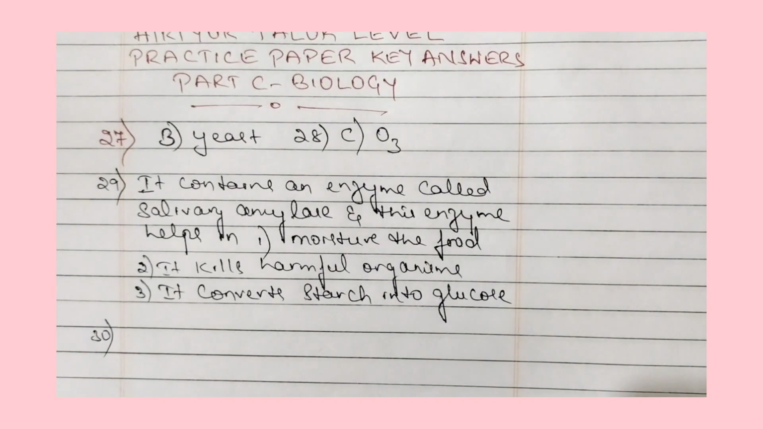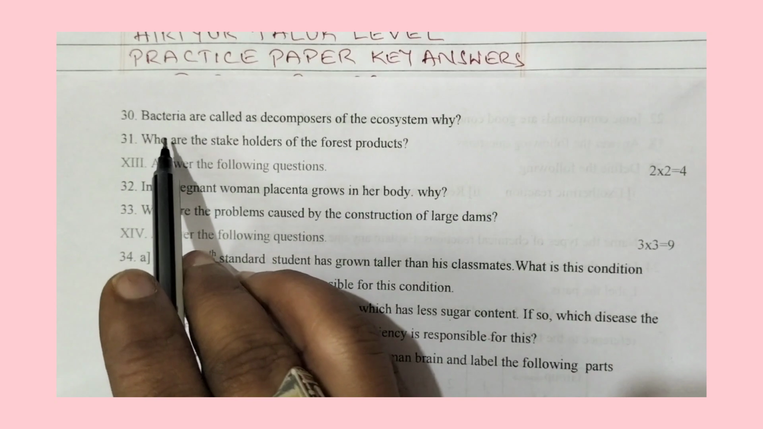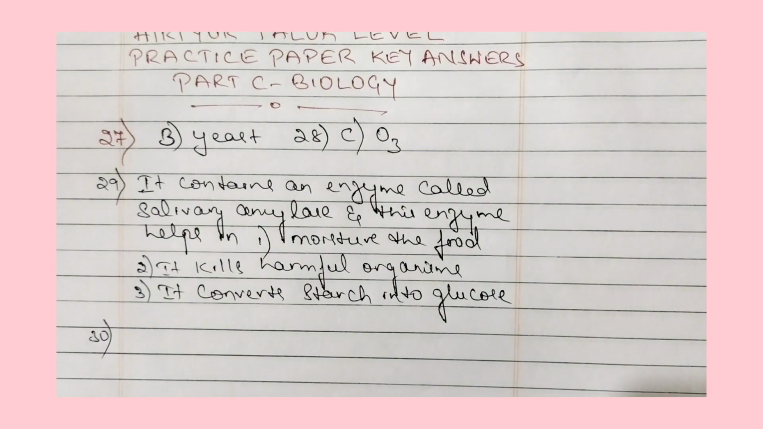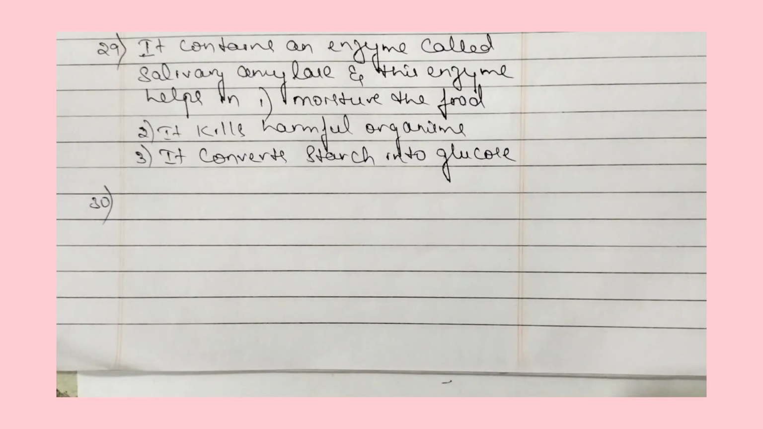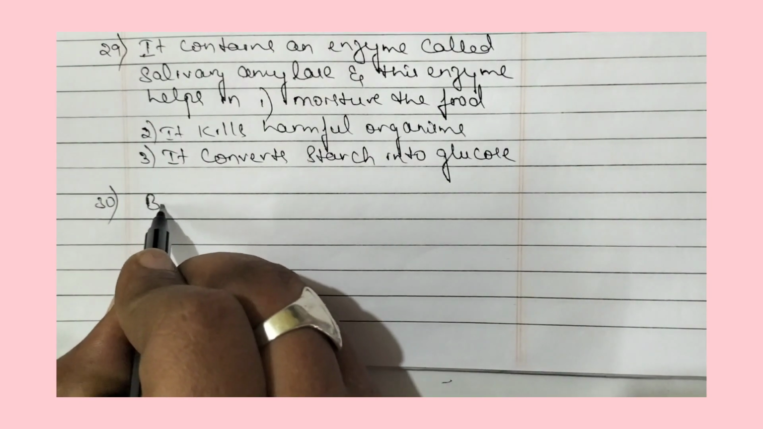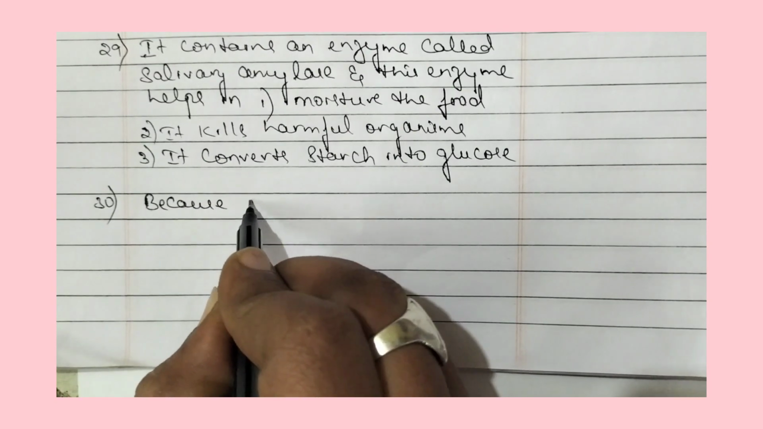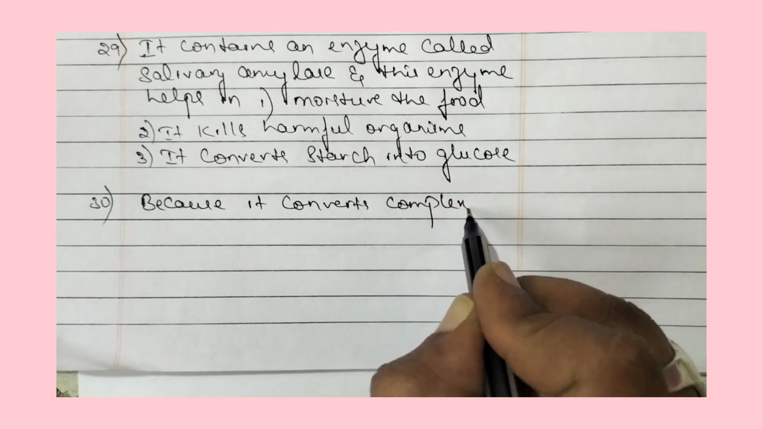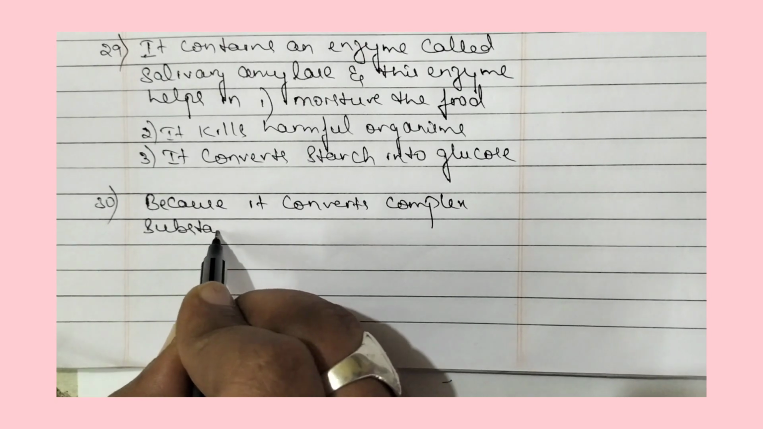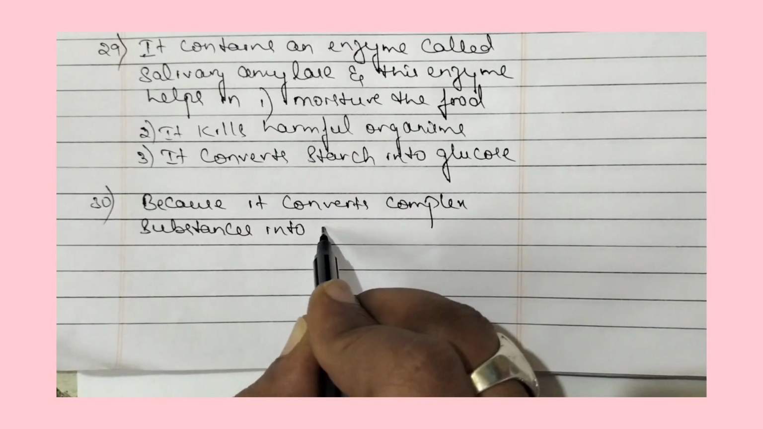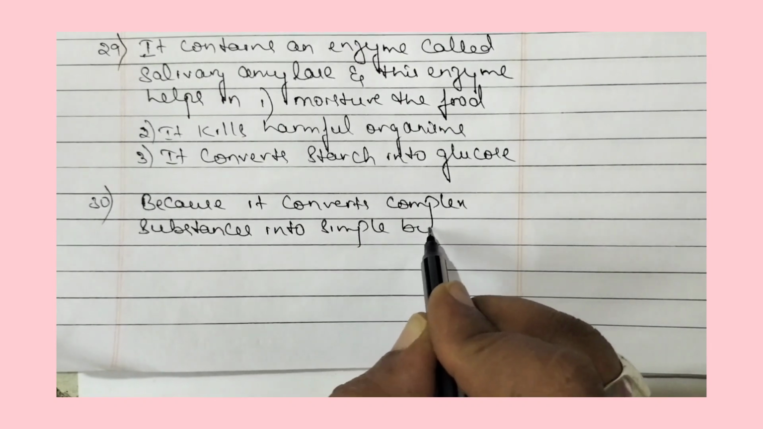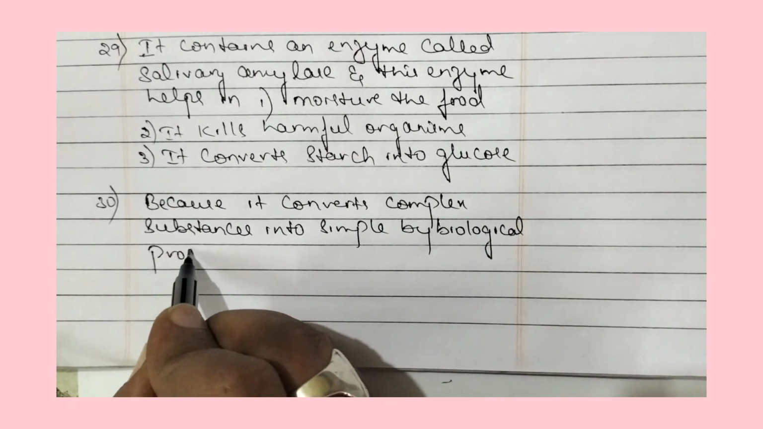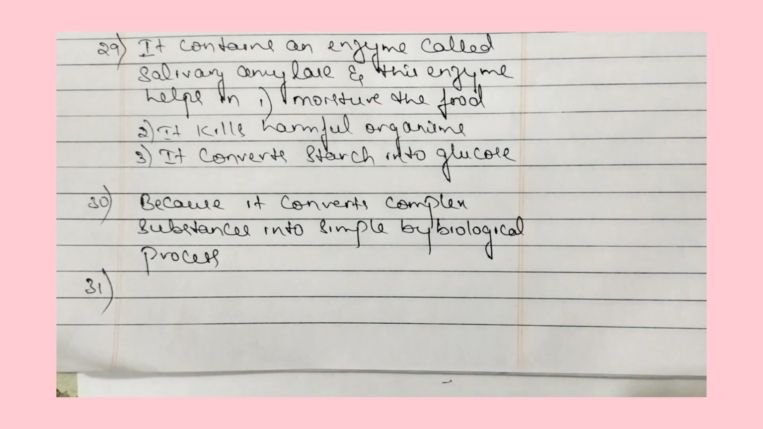Now let us move for question number 30. Bacteria are called as decomposers of the ecosystem. Why? Why the bacteria are called as decomposers? Because it converts complex substances into simple by biological process.